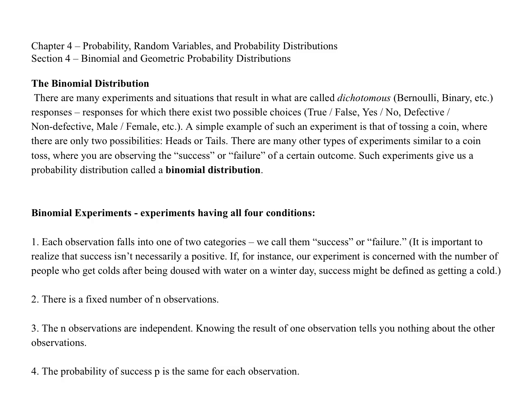Those are responses for which there exist two possible choices, such as true, false, yes, no, defective, non-defective, male, female, etc. A simple example of this is tossing a coin, where there are only two possibilities, heads or tails. And there are a lot of other types of experiments similar to a coin toss, where you're observing the success or failure of a certain outcome. Such experiments give us a probability distribution called a binomial distribution.